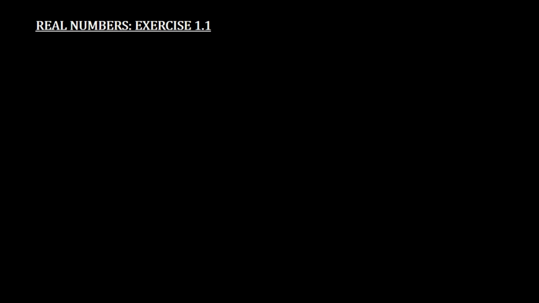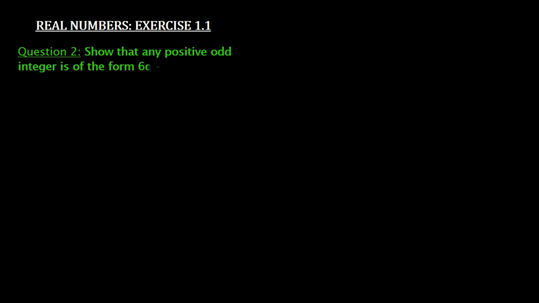So moving on to next. Show that any positive odd integer is of the form 6q plus 1 or 6q plus 3 or 6q plus 5 where q is some integer. So we have to prove any positive odd integer can be written in the form 6q plus 1, 6q plus 3 or 6q plus 5.